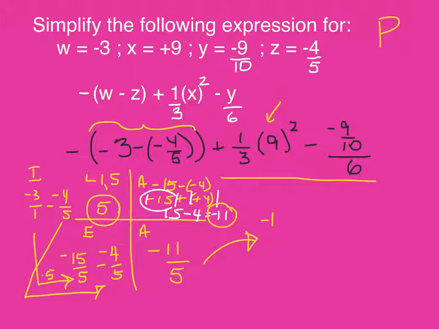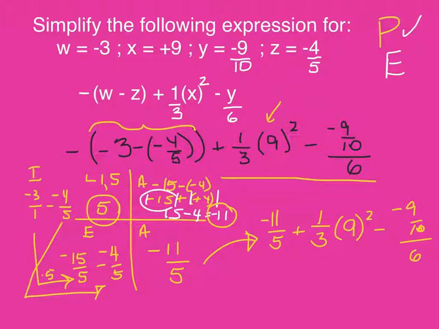So I'm going to rewrite my expression. I've got negative 11/5 plus 1/3 times 9 squared minus negative 9/10 divided by 6. So I am done with my parentheses. I'm now moving on to my exponents. And I've got one exponent right here. That's 9 squared, which means 9 times 9. And that, of course, is 81.